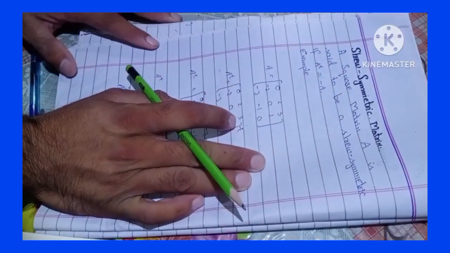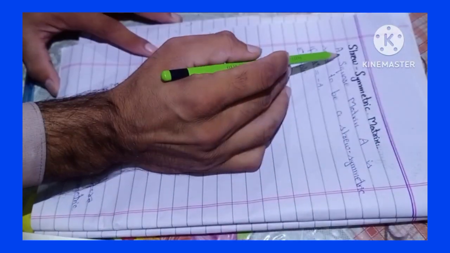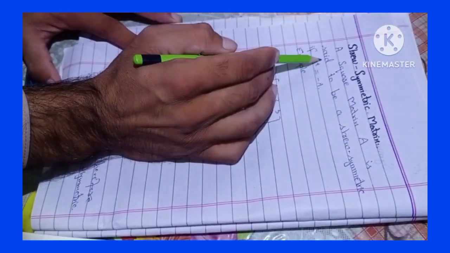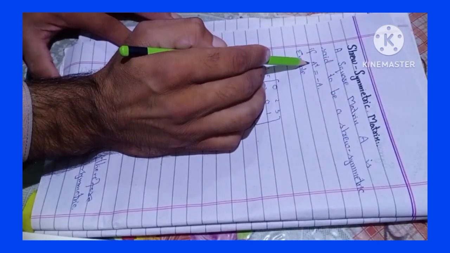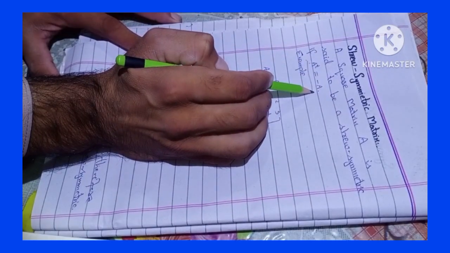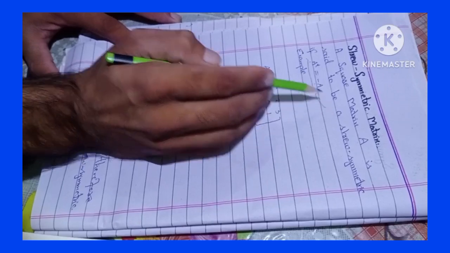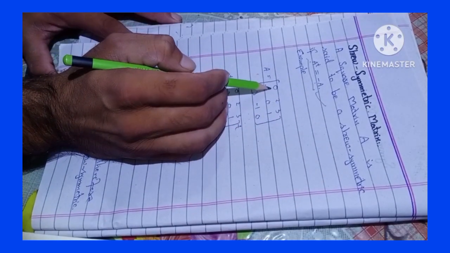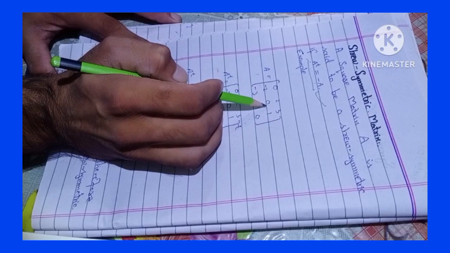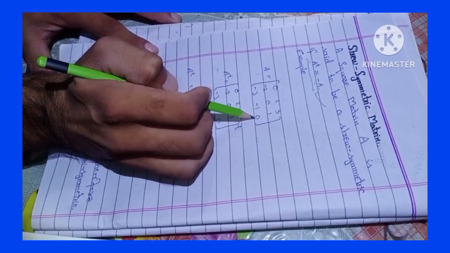Second, the skew-symmetric matrix. A square matrix A is said to be skew-symmetric if A transpose equals minus A. For example, matrix A is 0 2 3, minus 2 0 1, minus 3 minus 1 0.